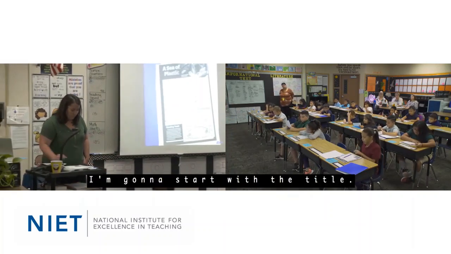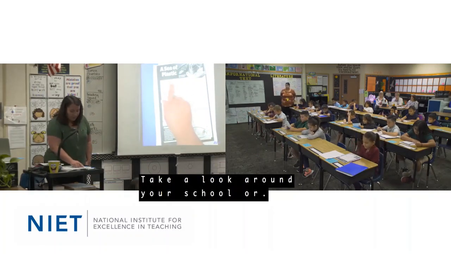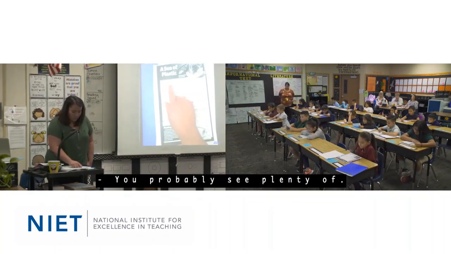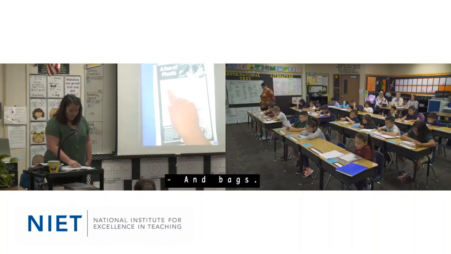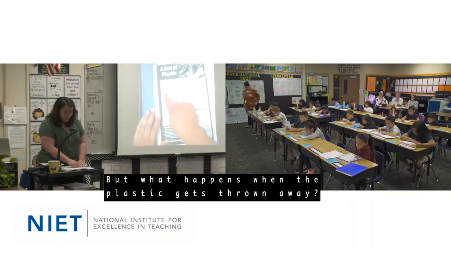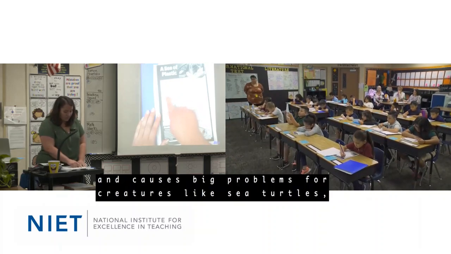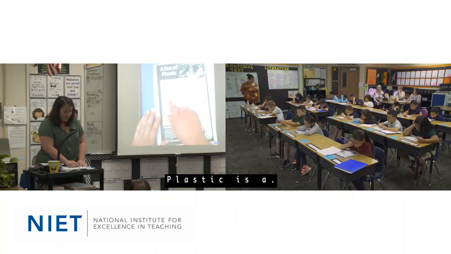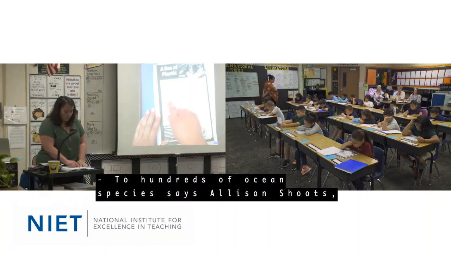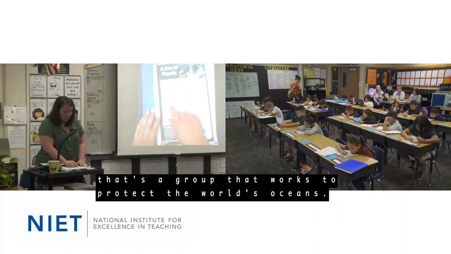I'm going to start with the title, A Sea of Plastic. Take a look around your school or home. You probably see plenty of plastic, including toys, bottles, and bags. But what happens when the plastic gets thrown away? Scientists say a lot of it ends up in Earth's oceans and causes big problems for creatures like sea turtles, fish, and birds. Plastic is a threat to hundreds of ocean species, says Allison Schutz of the Ocean Conservancy. That's a group that works to protect the world's oceans.